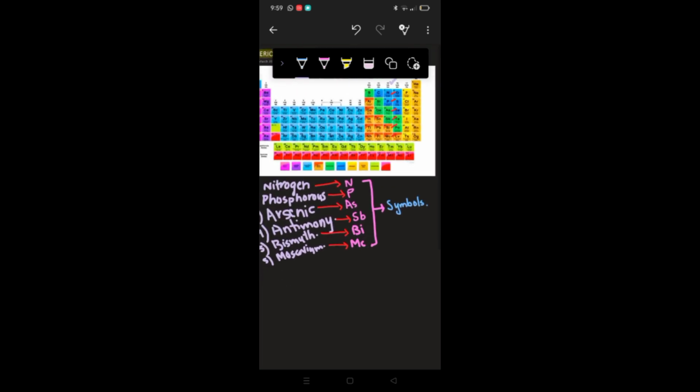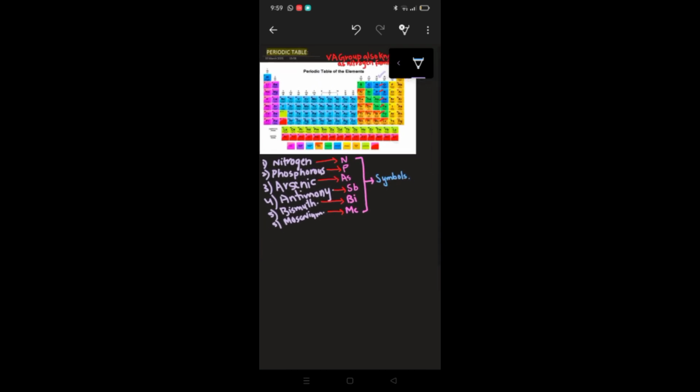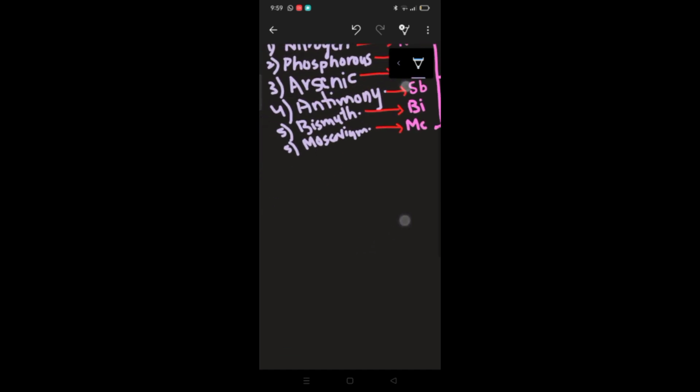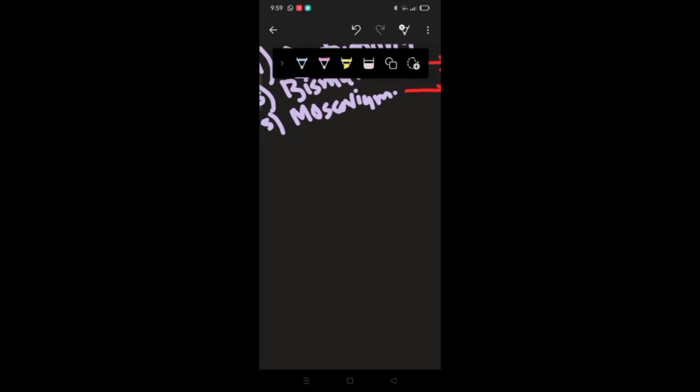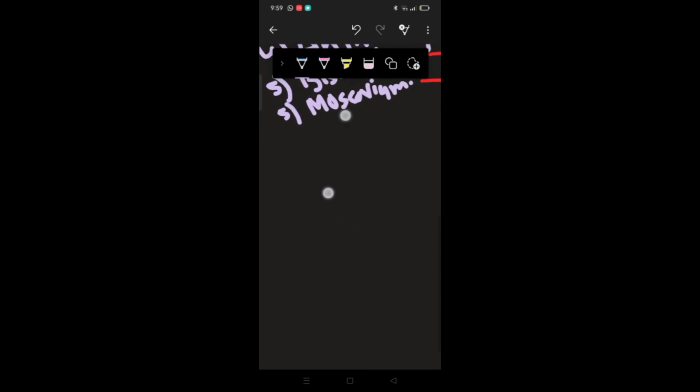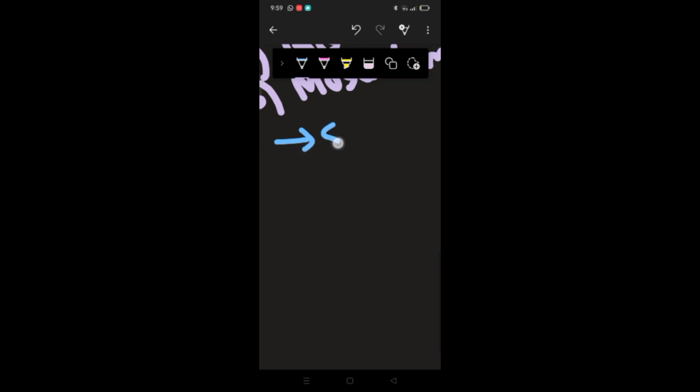Now let's see how many shells they have. As I told you before as well, they have shells according to their periods. Nitrogen is in the second period, so nitrogen will have two shells. Let's see the structure of nitrogen so that it can be more clear to you.